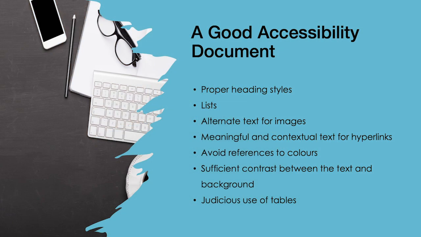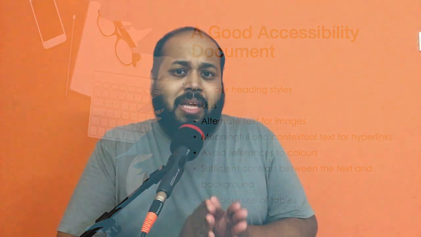A good accessibility document consists of proper heading styles, lists, alternate text to images, and meaningful and contextual explanation to hyperlinks. Avoid references to colors as much as possible for the benefit of colorblind members of your audience, provide sufficient contrast between the text and the background, and make judicious use of tables by making them simple and by providing sufficient information in the column headings. A good practice is to email this document to your attendees ahead of the session to make sure that they are aware of what the content is.